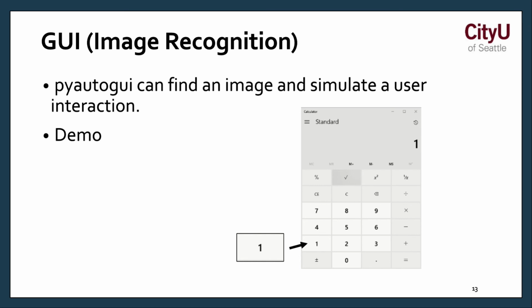What's good with PyAutoGUI is it can find an image and simulate a user interaction. Do check out, just Google PyAutoGUI and calculator, and you should see a lot of interesting code examples there.